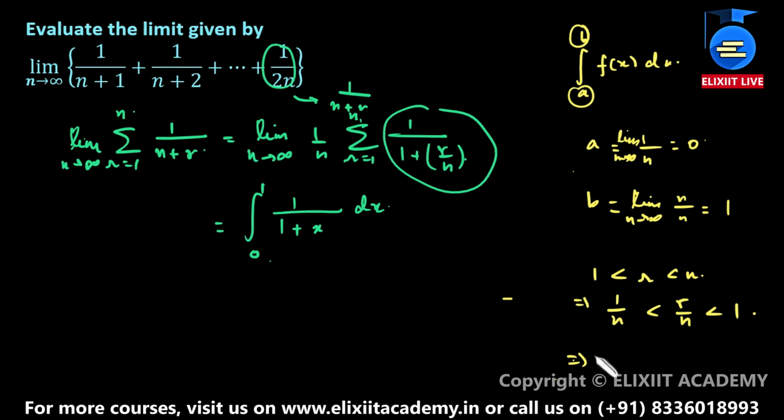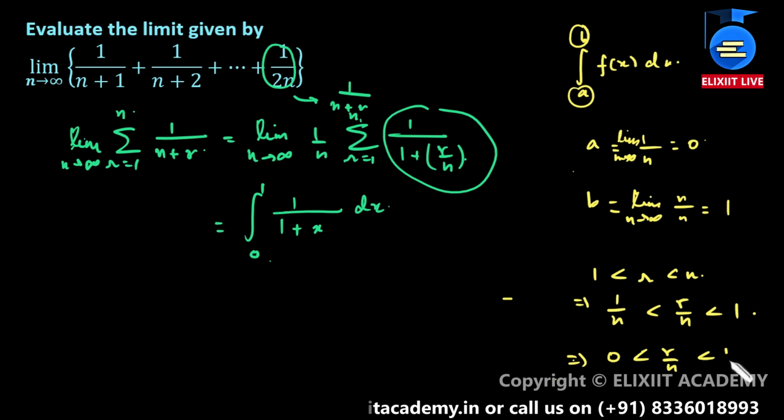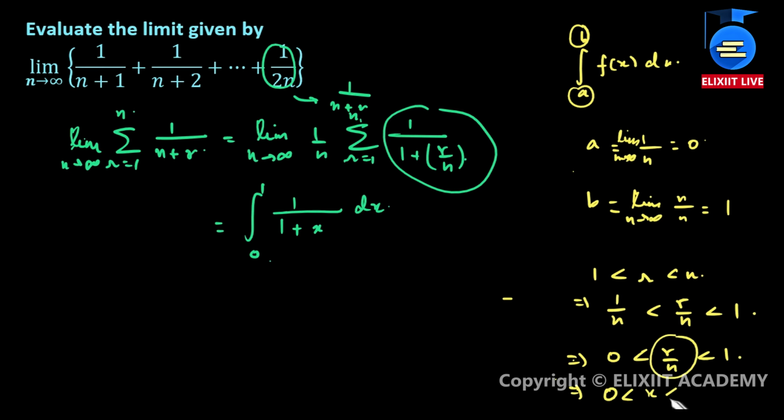Now over here we take the limit n tends to infinity. If you take the limit n tends to infinity, the lower side will tend to 0. So we have 0 less than r by n less than 1. r by n is now replaced by x. So we have 0 less than x less than 1. These are the limits of x, so the limits of x are 0 to 1. This way also you can find it.